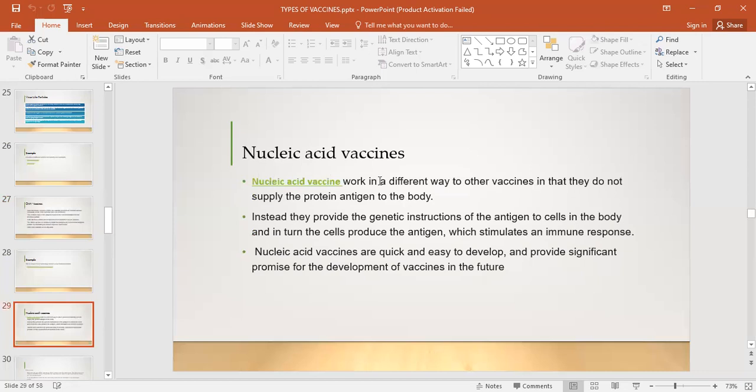Nucleic acid vaccines work in a different way to other vaccines in that they do not supply the protein antigen to the body. Instead, they provide the genetic instructions for the antigen to cells in the body, and in turn the cells produce the antigen, which stimulates an immune response. Nucleic acid vaccines are quick and easy to develop and provide significant promise for the development of vaccines in the future.